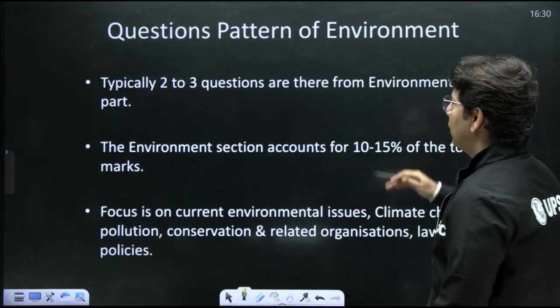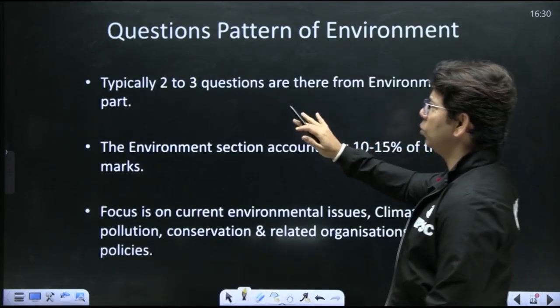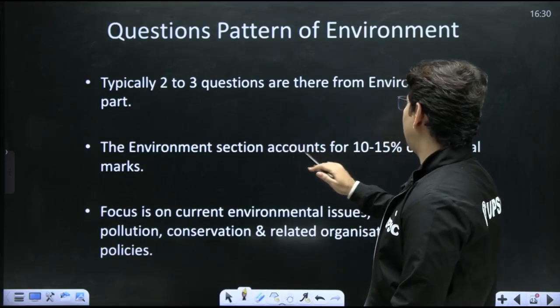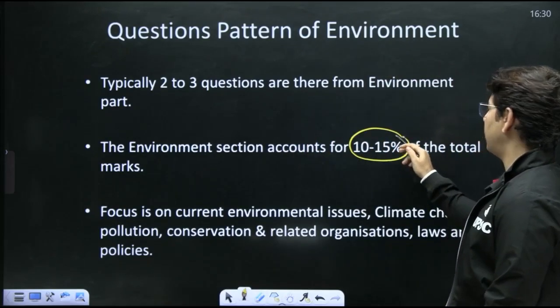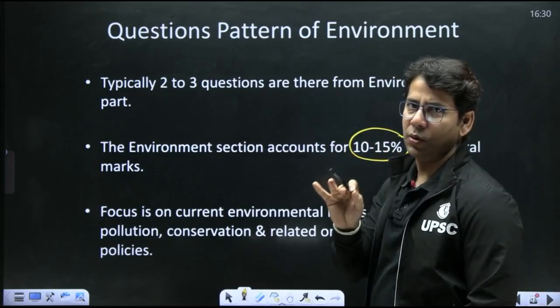Next thing, question pattern of the environment: typically 2 to 3 questions you can see, and that will be somewhere around 10 to 15% of the total marks. That's the approximation only.